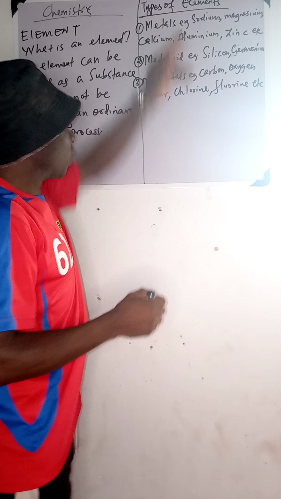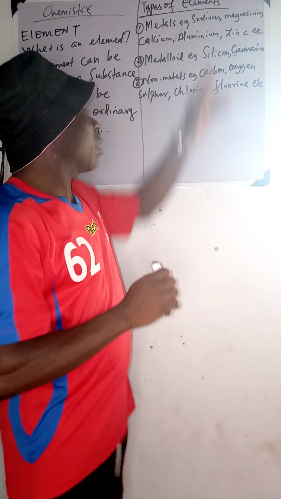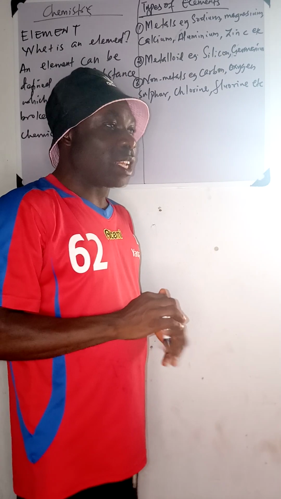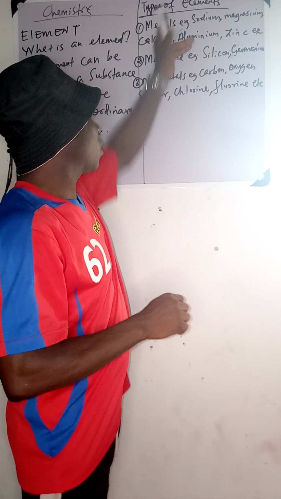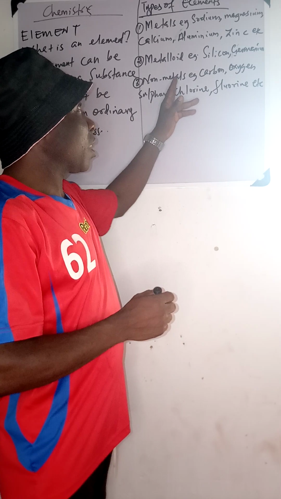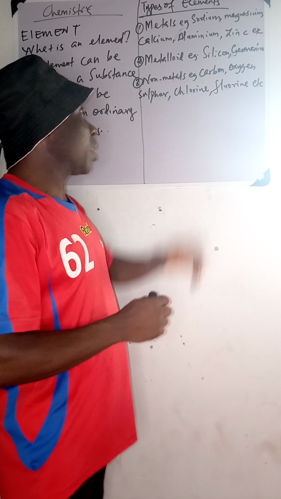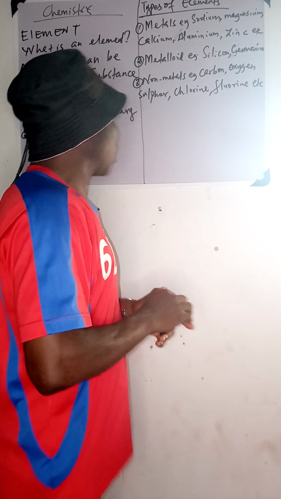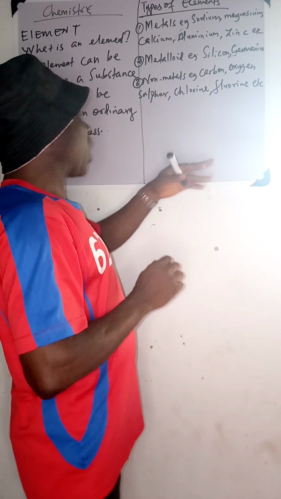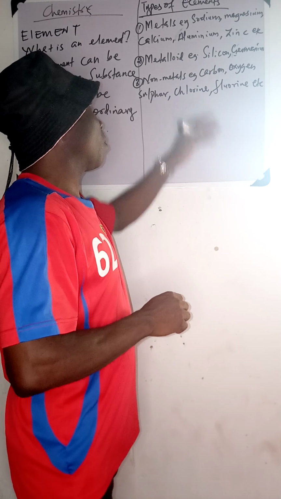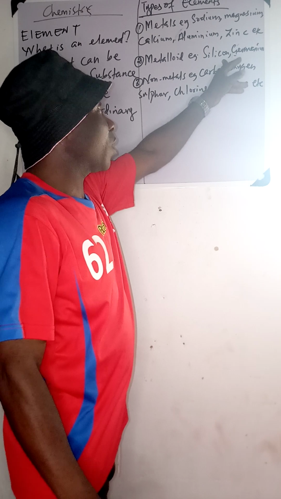Now, what are metals? Metals are those elements that ionize by loss of electrons. Those elements that ionize or become ions by loss of electrons are known as what? Metals. Whereas those elements that ionize by gain of electrons are non-metals. But there are some group of elements that are neither metals nor non-metals. They exhibit dual properties, partly properties of metals, partly properties of non-metals. So such elements are known as what? Metalloids. And a typical example of it is what? Silicon.